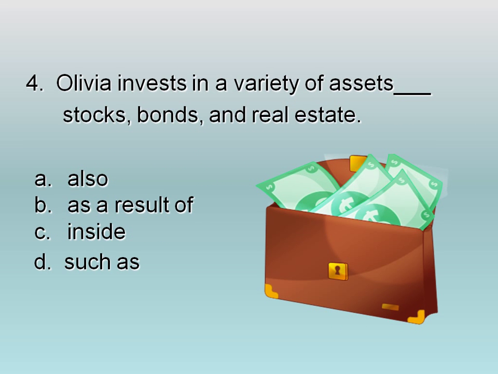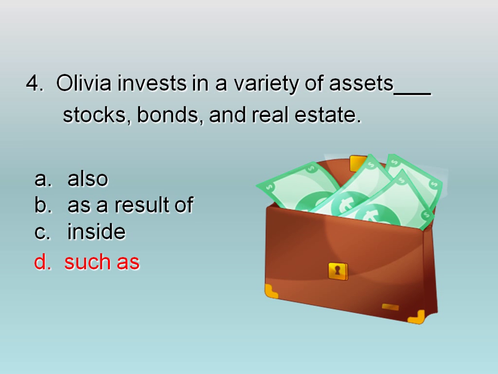Read the last example, example 4. Which transition shows the relationship of ideas within this sentence? Choice D, such as, is the correct answer. The topic of this sentence is the variety of Olivia's assets. The phrase such as indicates that a list of examples follows.